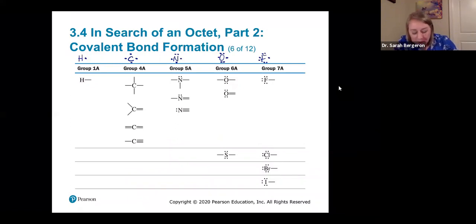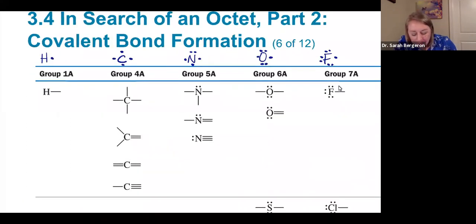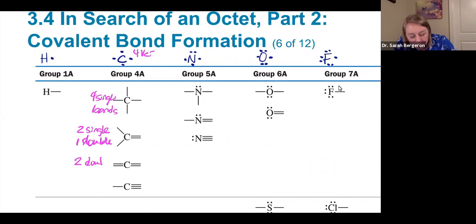We talked about carbon. We said because carbon has 4 valence electrons, it needs to make 4 bonds. And there are different ways that it could do it. It could do 4 singles. So this is 4 single bonds. It could do 2 single bonds and 1 double. Could do 2 doubles. It could do 1 single and then 1 triple. Either way gets you 8 valence electrons.